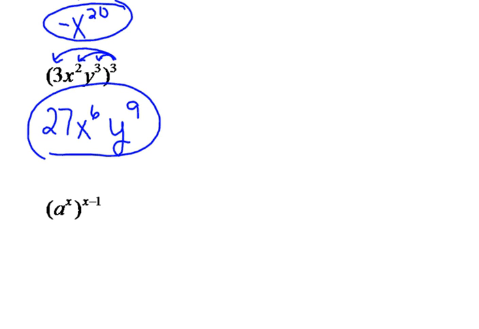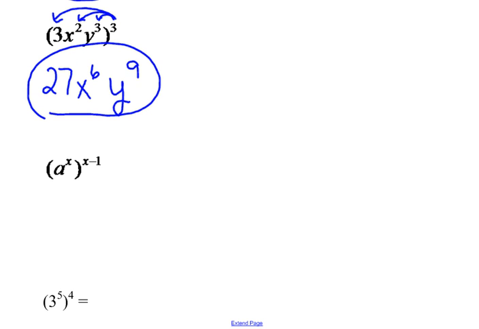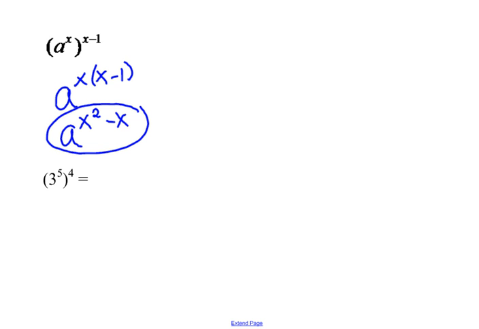The last one on here, I just put as a little, well, I did a couple more, I guess. A little bonus for you. x to the a to the x minus 1. What do we need to do with our exponents? We need to multiply them. So that's going to be a to the x times x minus 1. We'd go ahead and distribute that, a to the x squared minus x. It looks kind of strange, but we're just following that pattern.